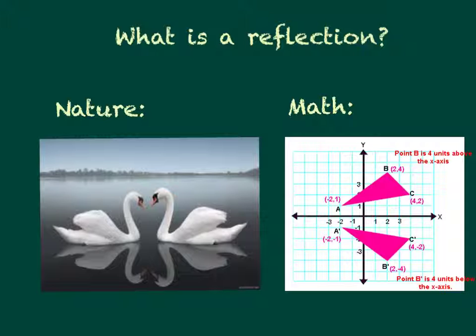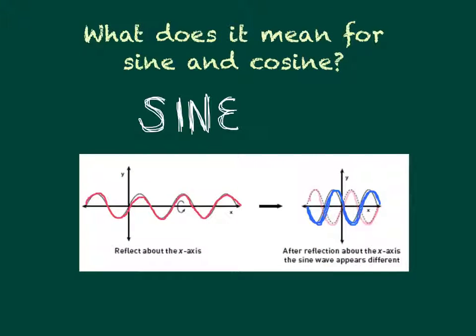Our swans over here actually make a really nice parallel for the math definition. You can see that this right swan's beak is perfectly reflected below into the water. Same with the left swan's beak reflected down here. Let's now see what this means for sine and cosine.